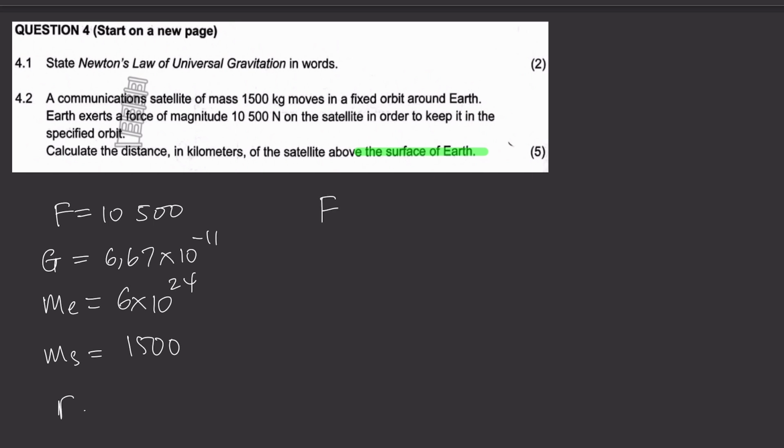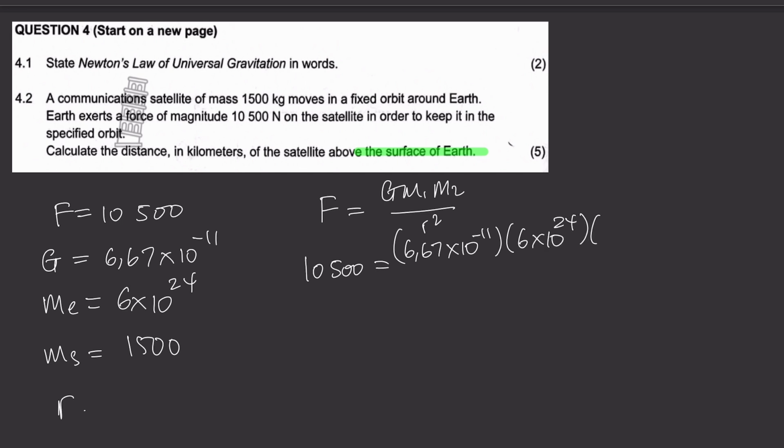So we'll say that F equals G m1 m2 over R squared. 10,500 is equal to 6,67 times 10 to the minus 11, M1 is 6 times 10 to the power 24, then 1,500, and then divided by R squared. And then you solve for R. R is equal to 7,56 times 10 to the power 6 meters.